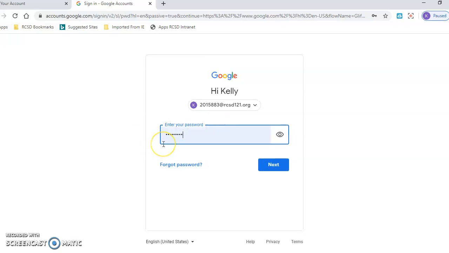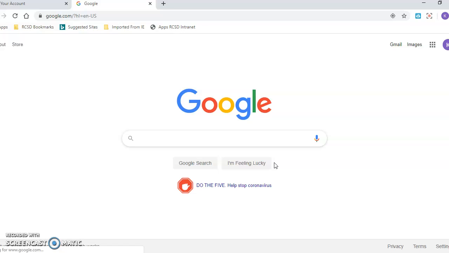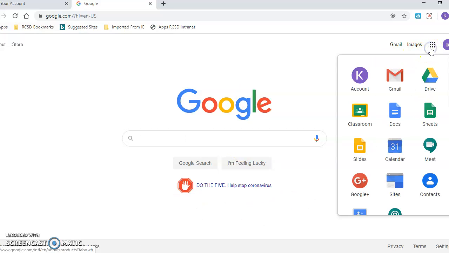Okay, then type in your password. If you've forgotten your password, please email or call me. I am happy to help get it reset for you. All right, and so now I'm signed in. Now I need to go up to the squares, and then I can find Google Classroom.